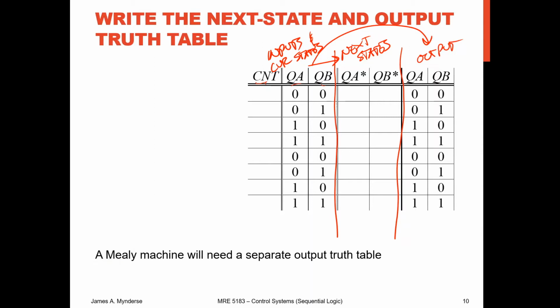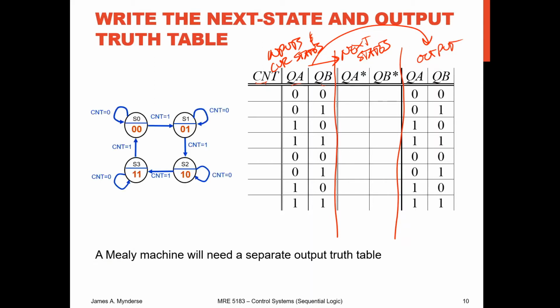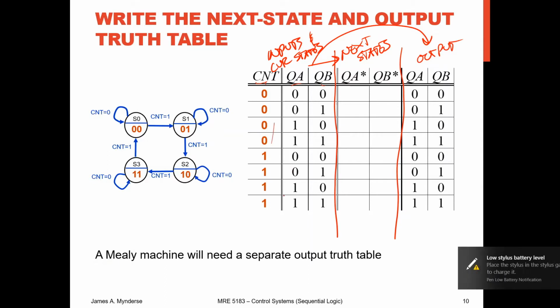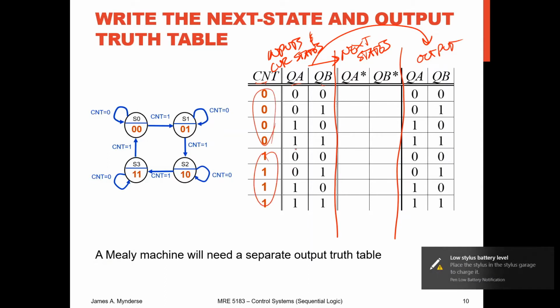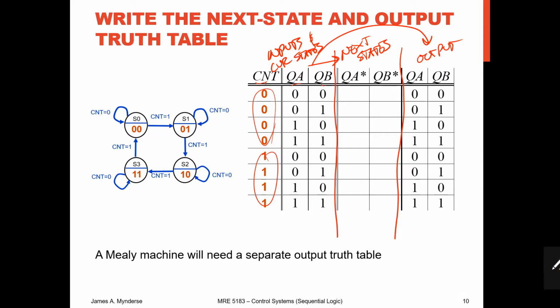Alternatively, we could do the tables first and then the diagrams. It doesn't really matter which way you go. They should have the same information. So here is the diagram we drew previously, just copied over. So if we've got our different combinations here written out, we've got all of our 0 cases, all of our 1 cases for the count, and our QA and QB current states, then we ought to be able to do our next states.